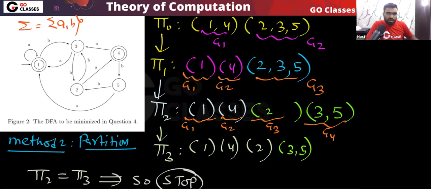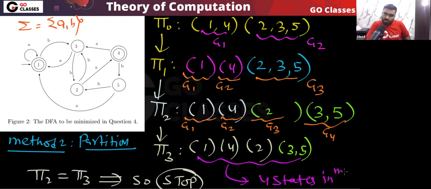So stop. And finally, how many states will be there? There will be a total of 4 states in the minimal DFA. In the minimal DFA, there will be 4 states. Please tell me, did you understand? Let me know.